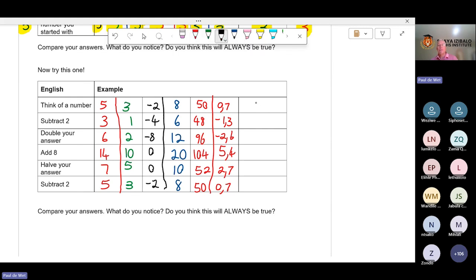Let's do n. Guys, what will come next if I start with n? What's subtract 2? Well done, Nomfundo, keeping focus here. Right. Double that, guys. And don't forget to double both pieces.